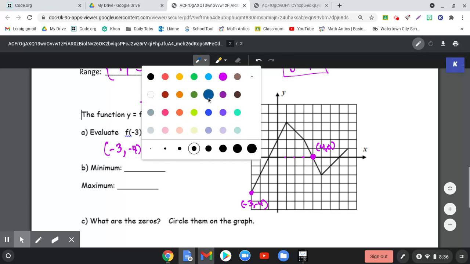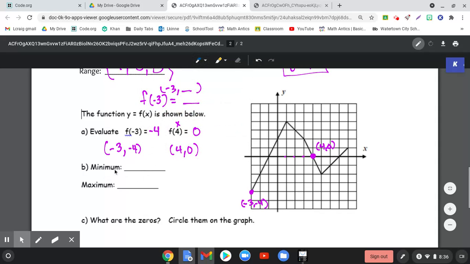I'm going to change up the color for the next one. The minimum or minima, you'll sometimes see it written with just an A. It's your lowest point, which is down here. That's your min. So the lowest point it gets to is -4. The max or maxima or maximum is your highest point. So find the highest point way up here. So your maximum height is 1, 2, 3, 4.